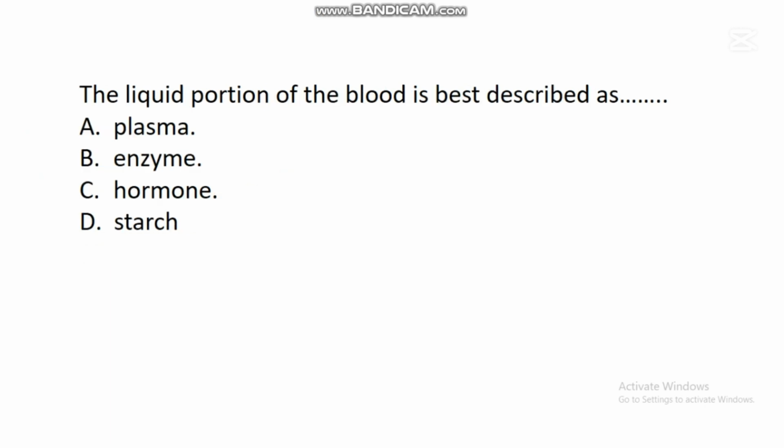The next question says, the liquid portion of the blood is best described as dash. A. Plasma, B. Enzyme, C. Hormone, D. Starch. In this question, the correct answer is A. Plasma. So plasma is the liquid part of the blood. It is the liquid portion of the blood sample.